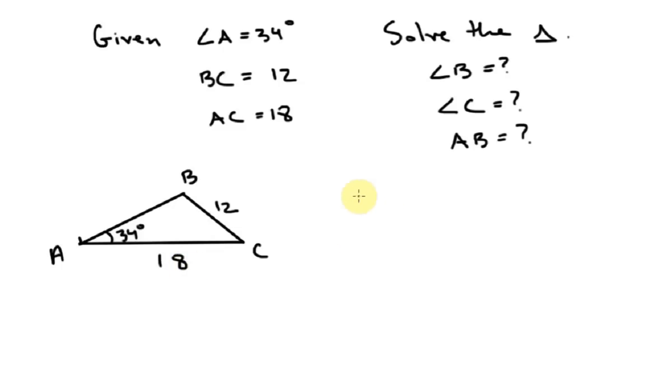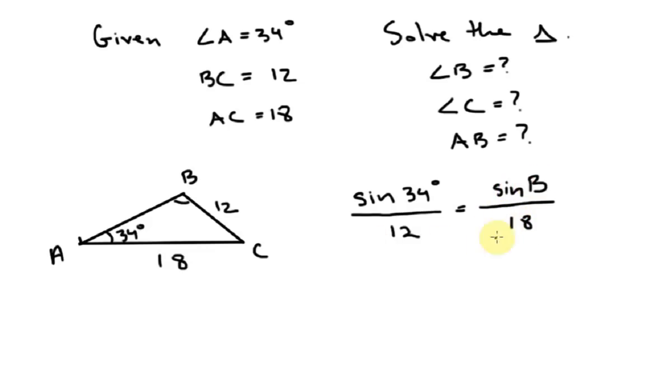So I'm going to start off and set up what I can. Sine of 34 degrees divided by the side across from it, which is 12. That has to hold true for, and we would go after angle B first because I know the side across from it, sine of angle B divided by 18. Again, cross multiply and divide. So to get sine of angle B, I'm going to go 18 times the sine of 34 degrees, and then divide that by 12.